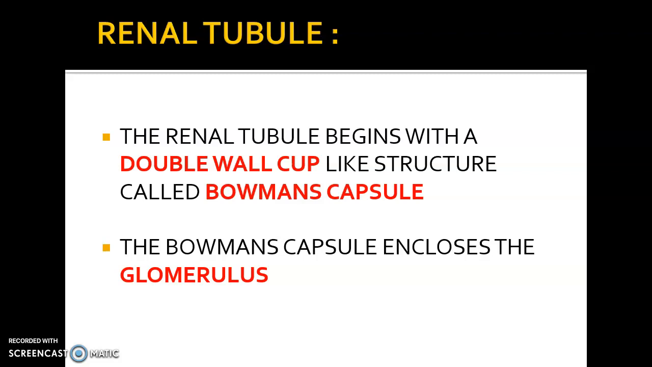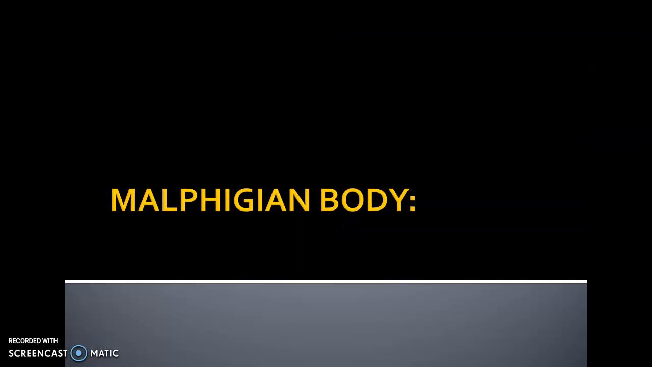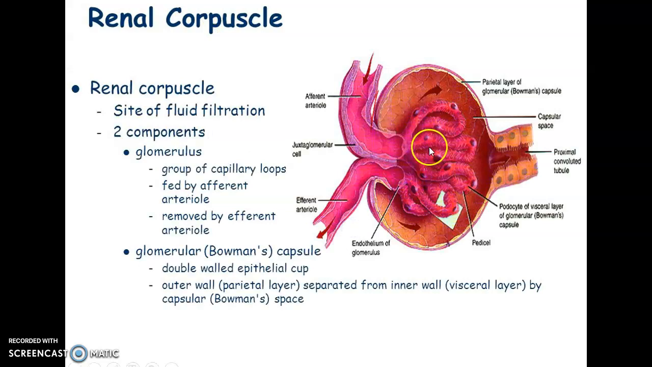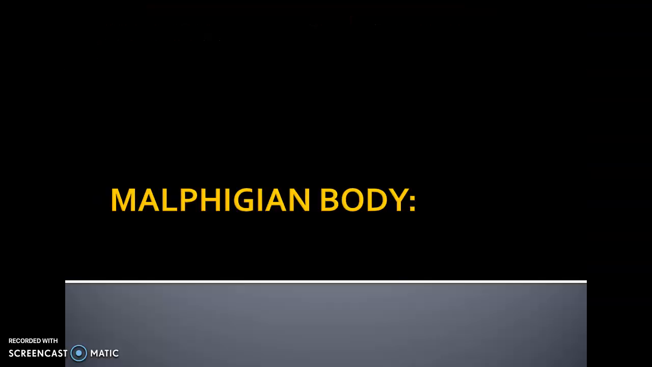So the renal tubule begins with a double wall cup-like structure called Bowman's capsule. The Bowman's capsule encloses the glomerulus. Now, if we consider the Bowman's capsule and the glomerulus together, the structure that is formed, we refer to as the Malpighian body. So what is Malpighian body?